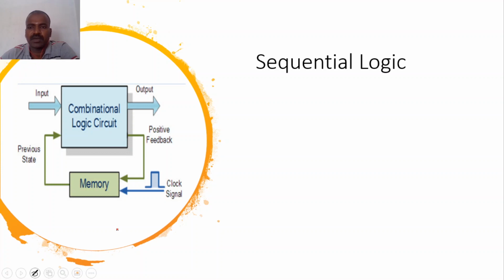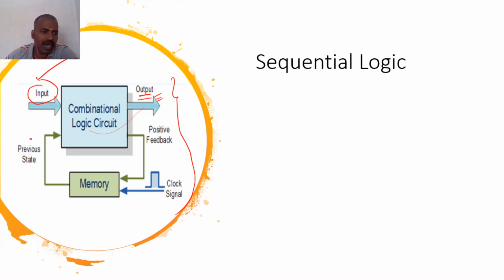Before going to sequential circuits, first I would like to explain digital circuits. They are classified into two types: one is the combinational circuit, another is the sequential circuit. In combinational circuits, the output depends only on the present input. In a sequential circuit, the output depends on the input as well as the past output. The past output is called the previous state or present state, simply represented as PS.